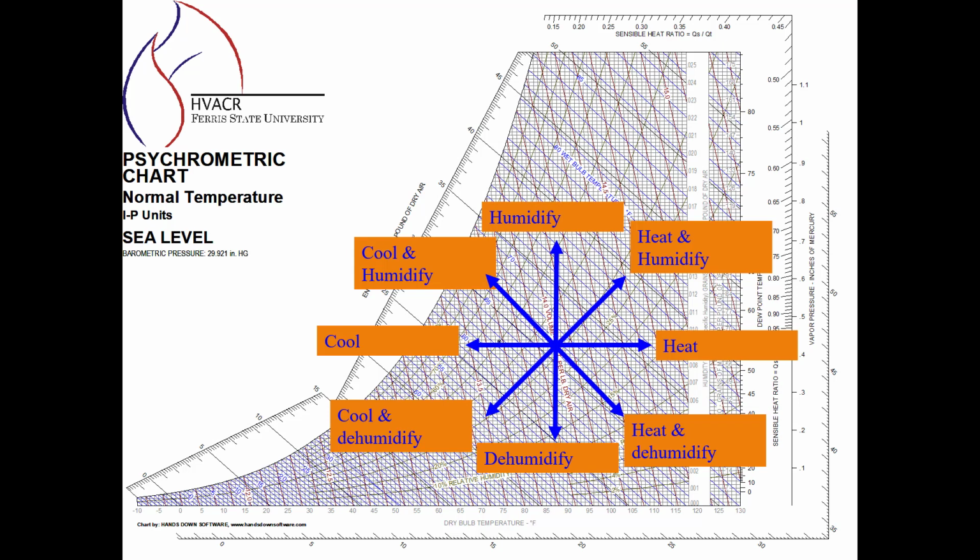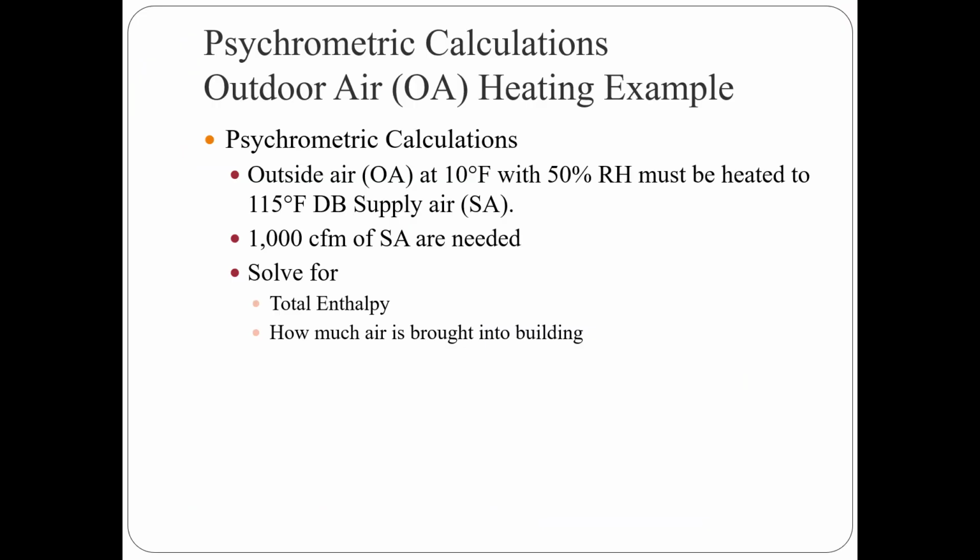Then also remember, going up and down on the psychrometric chart is where we're changing the humidity in the air, otherwise known as latent energy in the air. All right, so let's get to our quick exercise.